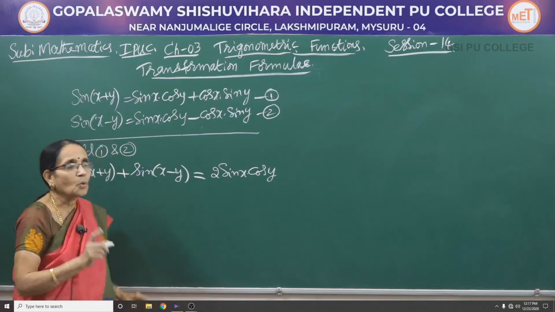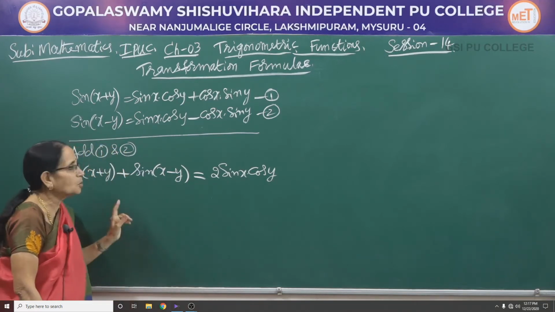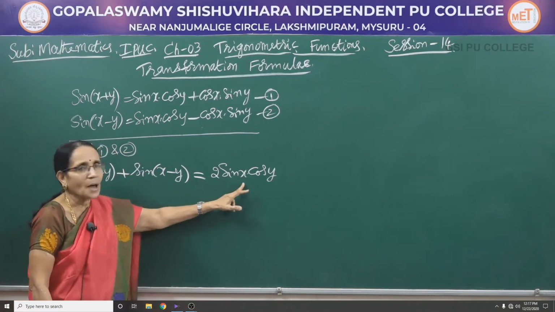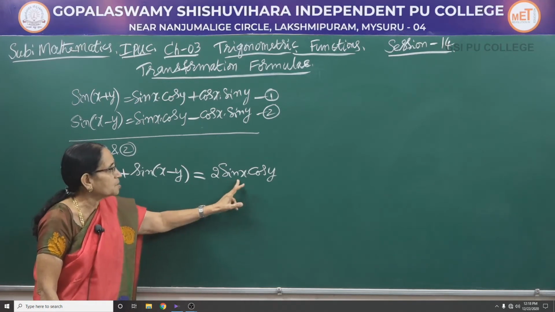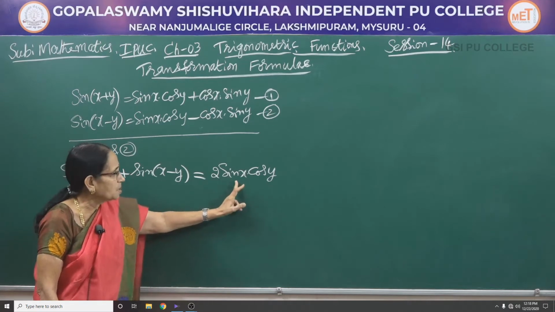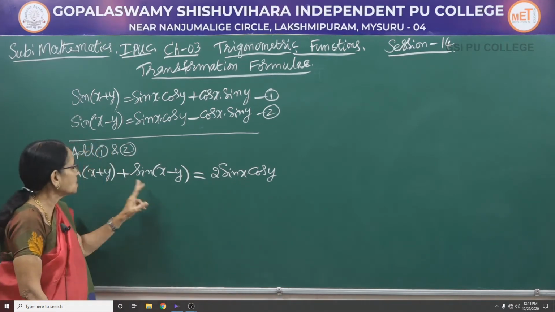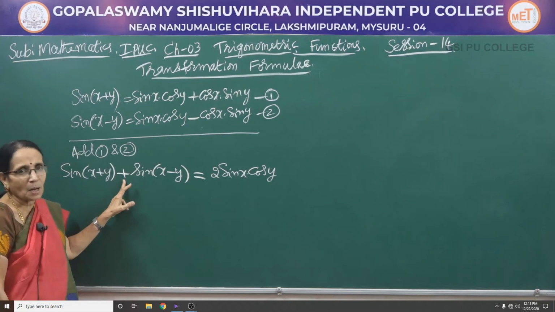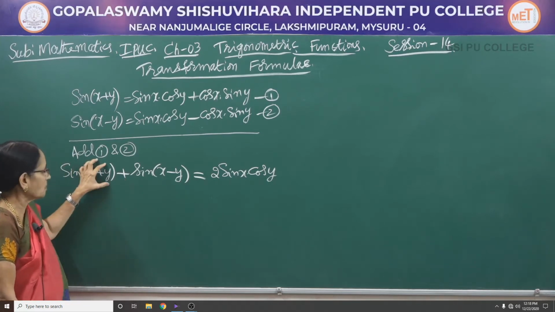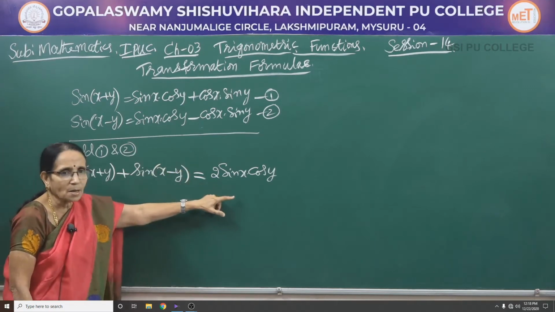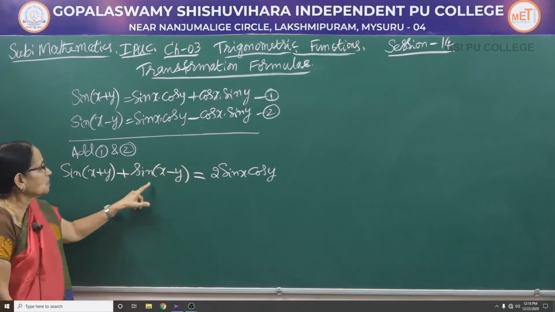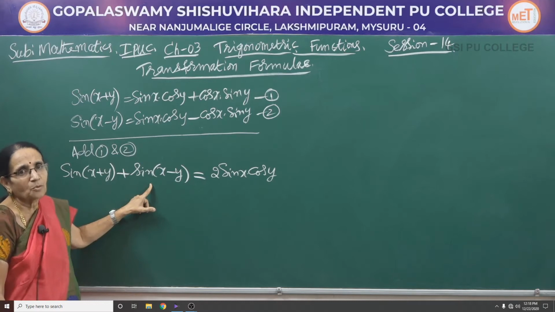Now, this is one transformation formula. Look here, the right hand side I am having a product of two trigonometric functions, 2 sin x into cos y. One is sin x, the other is cos y. Look at the left hand side. Here in between I am having positive. So, sin of some angle plus sin of some other angle. So, a product has been written as sum of the two trigonometric functions.